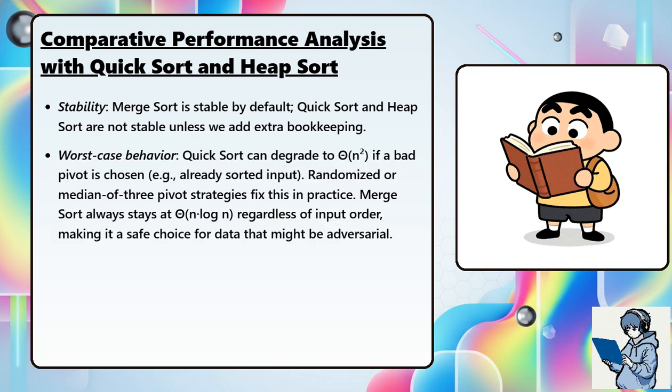Worst-case behavior. Quicksort can degrade to theta of n squared if a bad pivot is chosen, for example already sorted input. Randomized or median of 3 pivot strategies fix this in practice. Merge sort always stays at theta of n log n regardless of input order, making it a safe choice for data that might be adversarial.